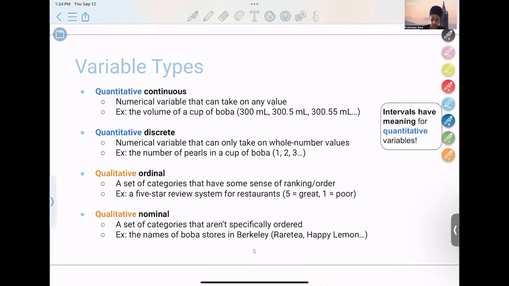On the other hand, we can have qualitative ordinal, which does have an order. So this could be a 5-star review system for restaurants where 5 is the best and 1 is the worst, but it is still very qualitative. It's about how good the food is, and not necessarily an actual mathematical measurement or counting of sorts. It's more quality based, categorical.